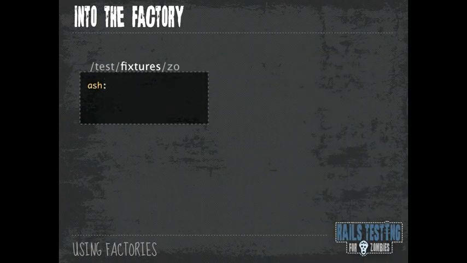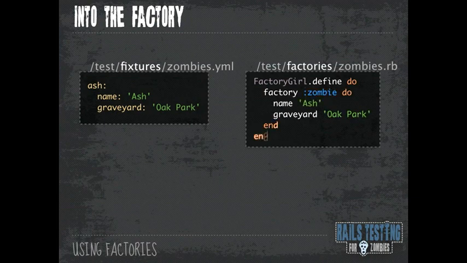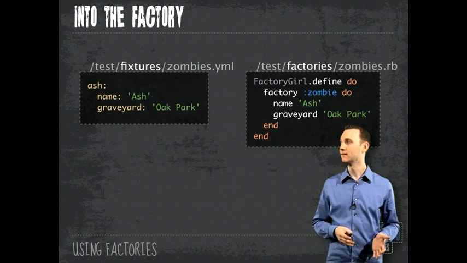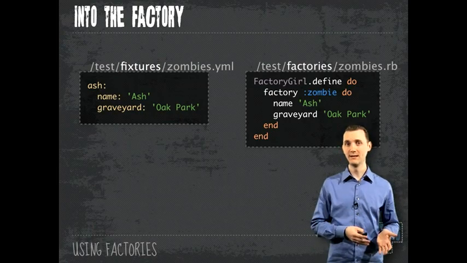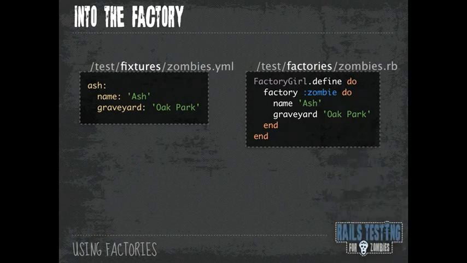On the left-hand side, you see we've got test/fixtures/zombies.yml, and that's the YAML file. In this case, we've got ash, name ash, graveyard Oak Park. And to the right of that, you see our factory definition file, which is located in test/factories/zombies. So it's in factories rather than fixtures. It's a Ruby file rather than a YAML file, and it's pluralized just like the fixture was before. Here you've got FactoryGirl.define do, factory :zombie, so we're creating a factory called zombie. And here I've dictated that the name is Ash and the graveyard is Oak Park.